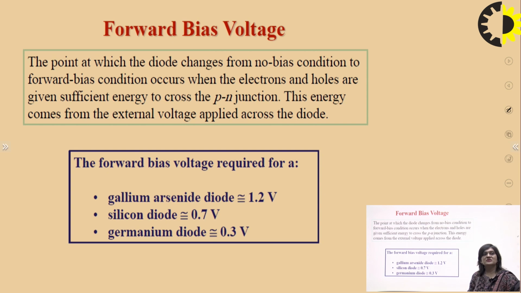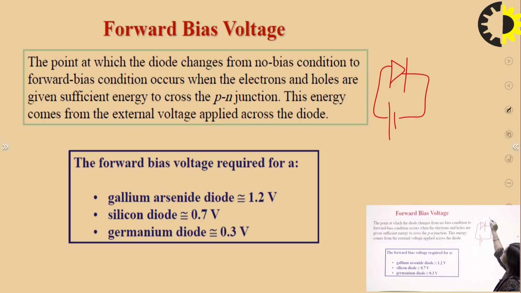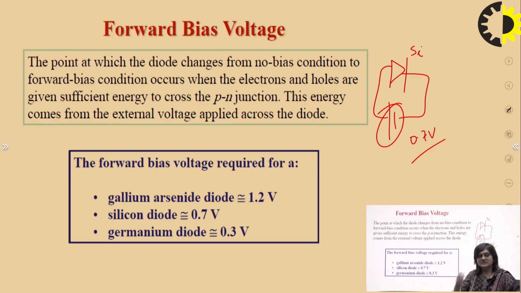For forward bias, like our diode is this, and we have to forward bias it. If it is a silicon diode, the minimum voltage required by this diode will be 0.7 V, because the barrier potential of the silicon diode is 0.7. So the cut-in voltage, the minimum voltage required for the diode to be in the conducting state, will be 0.7 volt.